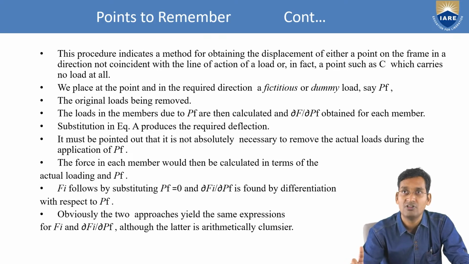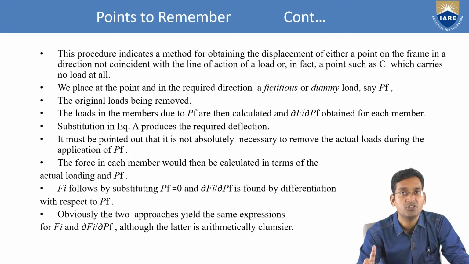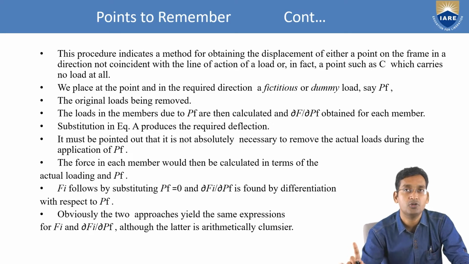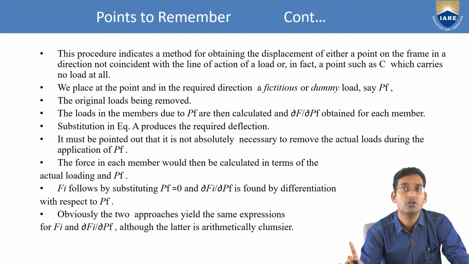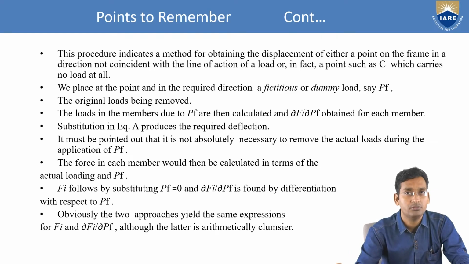Now what we have to do, once we remove P2, with respect to P2 we cannot find, we have to find with respect to what? The fictitious force. So now the rate of change of force with respect to the fictitious force we have to find for each member. After finding the ∂PF value, substitute in equation 1 to get the required deflection. Now, in that also you have to take care of that what? It must be pointed out that it is not absolutely necessary to remove the actual load during the application of PF. So it's not necessary. You may remove or not depending upon the requirement.